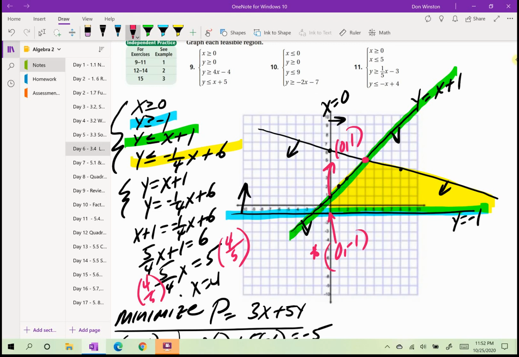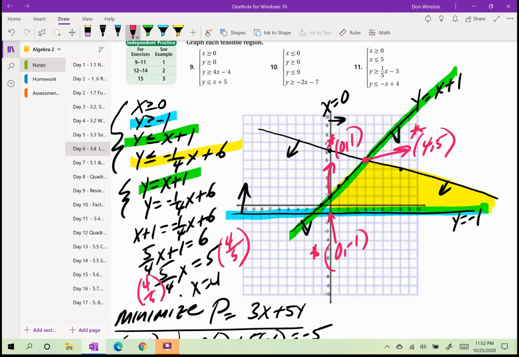So this is the point. X is 4. And of course, if x is equal to 4, I can just substitute in here, and I get y is 5. And I can certainly see that. Okay, so that's a corner point.